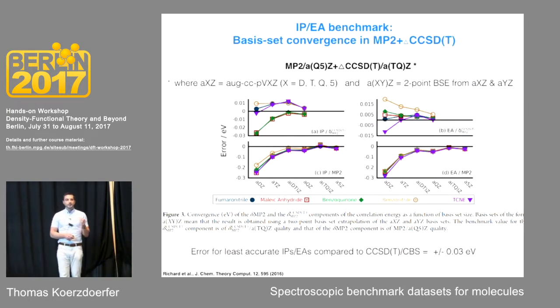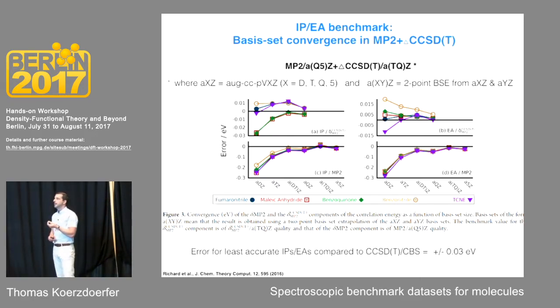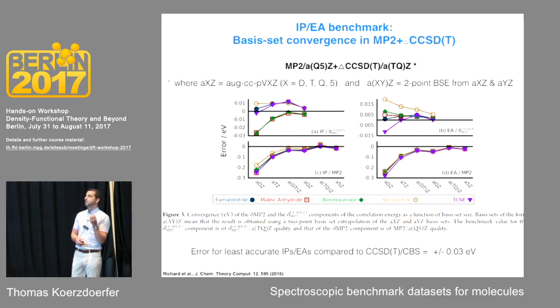So just one thing about the benchmark. We use basis set extrapolated coupled cluster. What is that? We heard about MP2 calculations and coupled cluster calculations this morning. We also heard that coupled cluster calculations are very sensitive to the basis set, so you have a very slow convergence with basis set. We want to go to the basis set limit of coupled cluster.